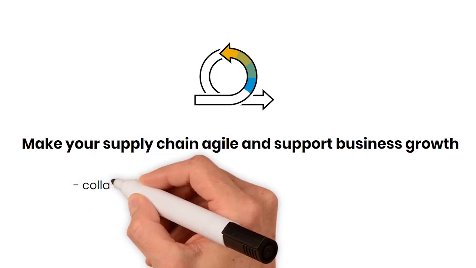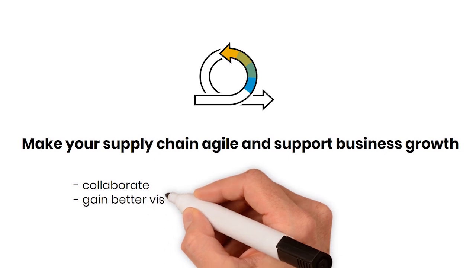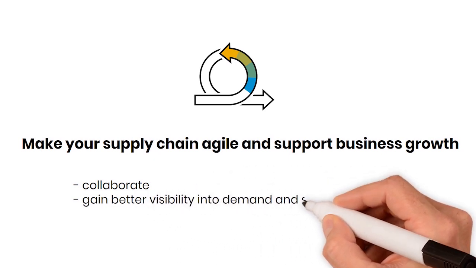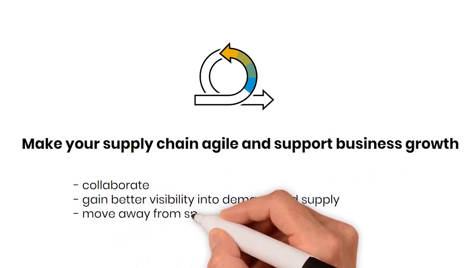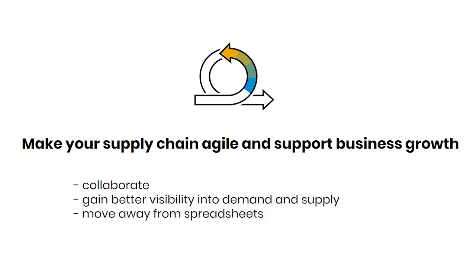To make your supply chain agile and support business growth, you should collaborate with other parts of the business to respond instantly to changing demand. Try to gain better visibility into supply chain demand and the implications for manufacturing and logistics. And move from spreadsheet-based planning to modern digital technologies to quickly consolidate data from heterogeneous IT landscapes.